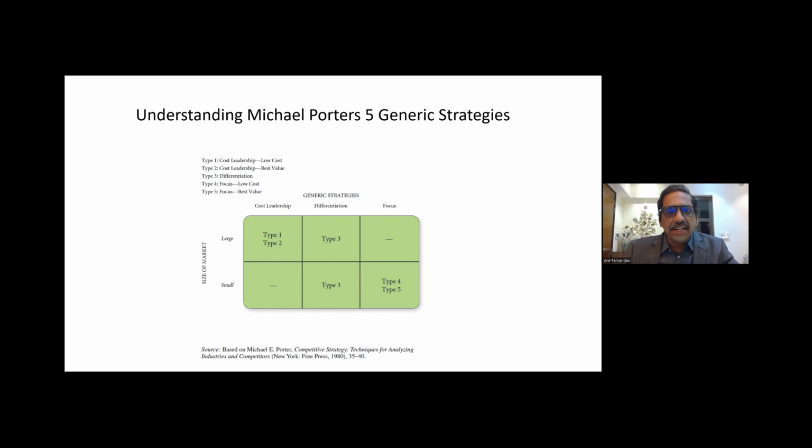Now, the third grid on the x-axis is focus. Focus means you cater to a relatively small segment of the market, which is a niche, but this niche is attractive enough for you to generate profits. So if you look at type 4, it is focus at low cost. So here you cater to a small segment of the market and you have a cost advantage.